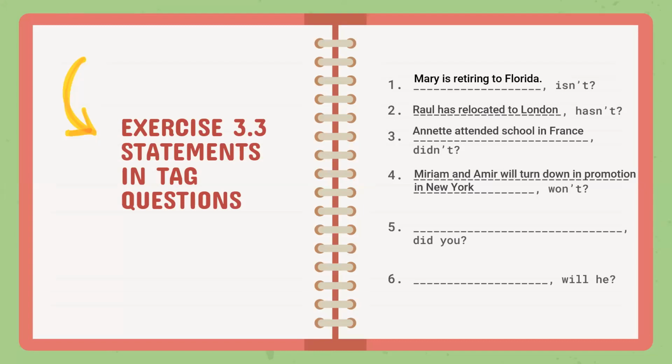Number 4, with the keywords Miriam and Amir, turned down the promotion, New York. The answer is Miriam and Amir will turn down the promotion in New York, won't they? Number 5, with the keywords you like the air quality, Hong Kong. The answer is you didn't like the air quality in Hong Kong, did you? Number 6, with the keywords Bernard take the children with him, Texas. The answer is Bernard won't take the children with him to Texas, will he?